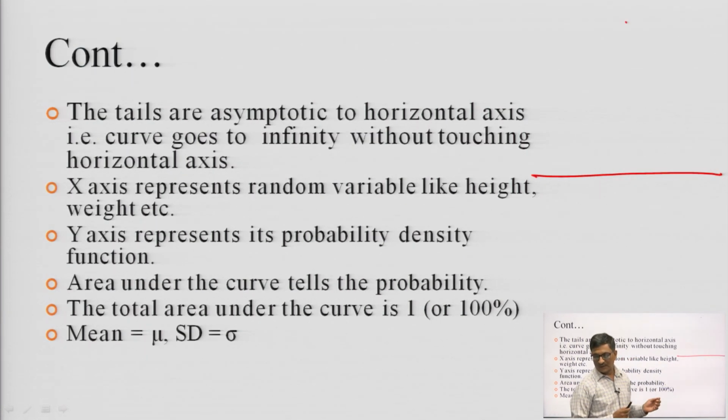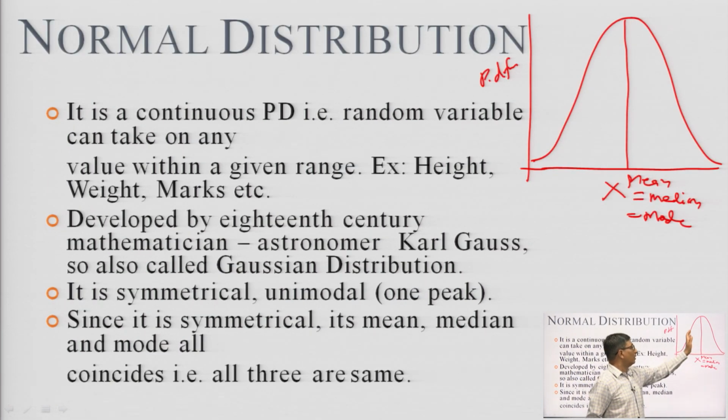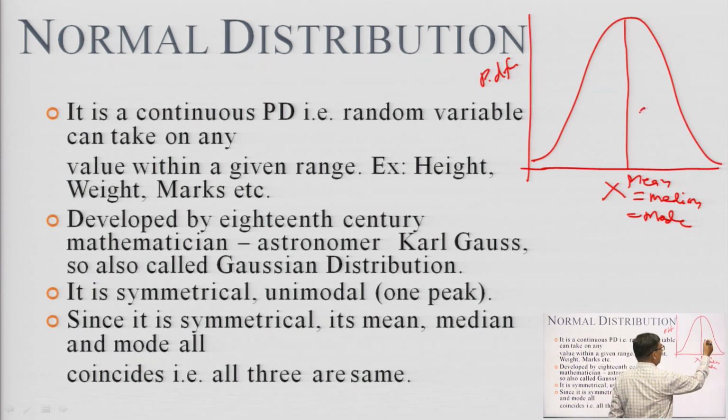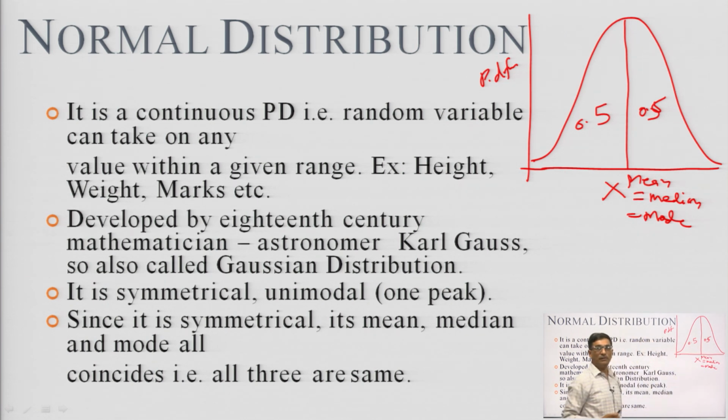Second, the area under the curve is used to calculate the probability of the data, and the maximum area of the curve is equal to 1. As we know, the maximum probability of an event is 1. So the maximum probability is 1, and 0.5 area lies on this side and 0.5 area lies on this side. And the maximum area is 1.